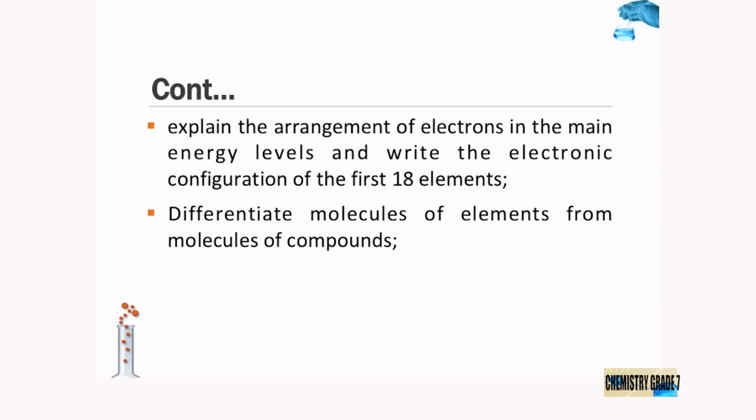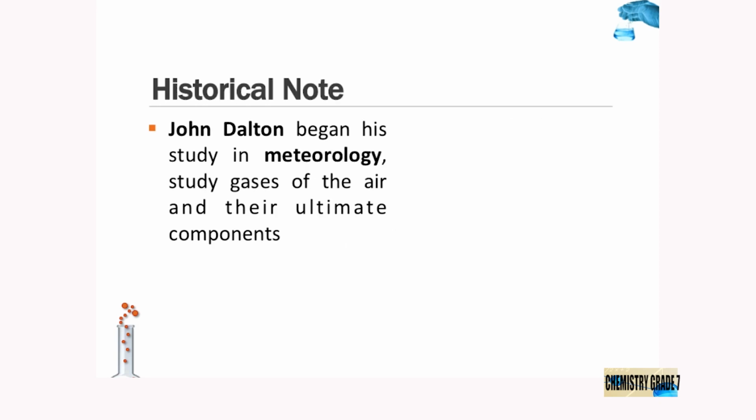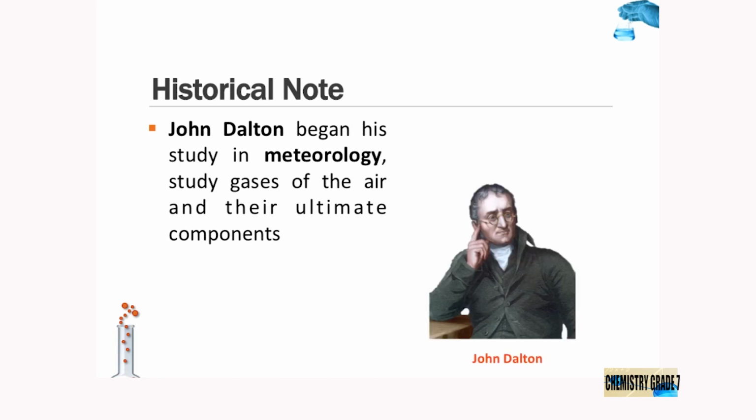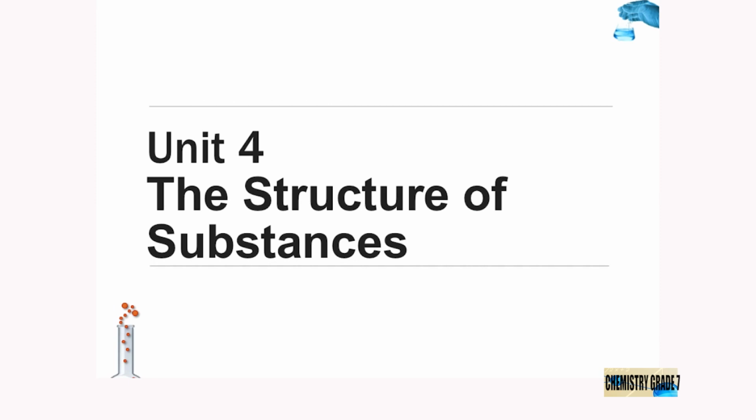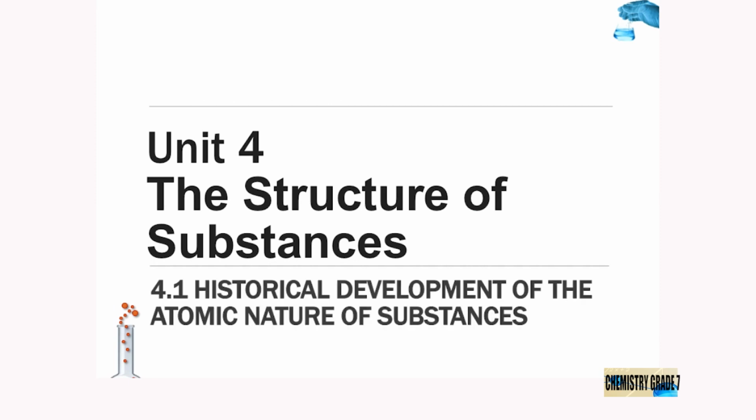Explain the arrangement of electrons in the main energy levels and write the electronic configuration of the first 18 elements. Differentiate molecules of elements from molecules of compounds. But first, a historical note. John Dalton began his study in meteorology, the study of gases, of the air, and their ultimate components. In other words, weather.